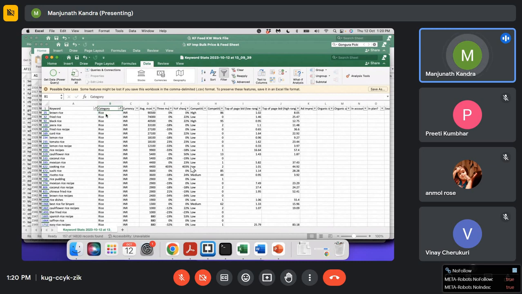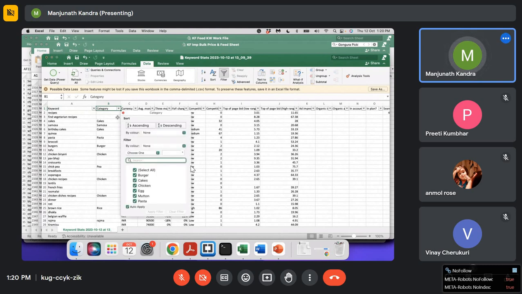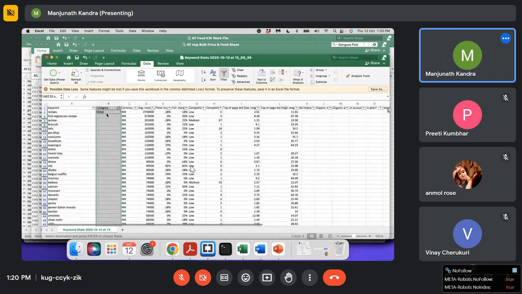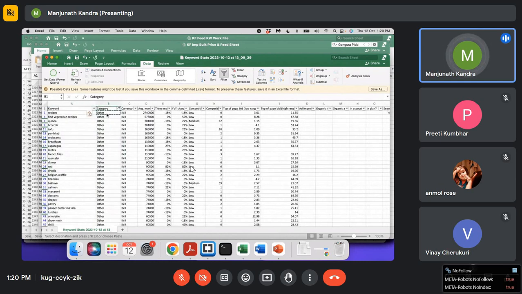Okay. So once you are done with this, what else you can do? See, there are so many blanks. So I'm not going to categorize. This might take more time. So what I'll do is I'll just mark for now. I'll just mark this as others. I don't want to waste time in categorizing this. Okay. This will take several hours if not. So I have just categorized.